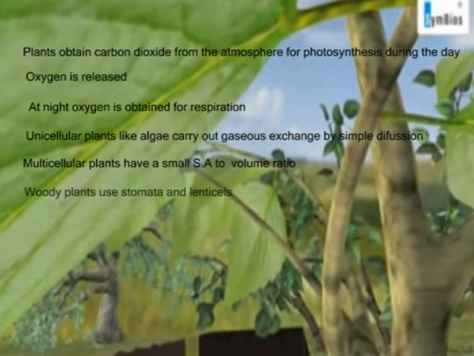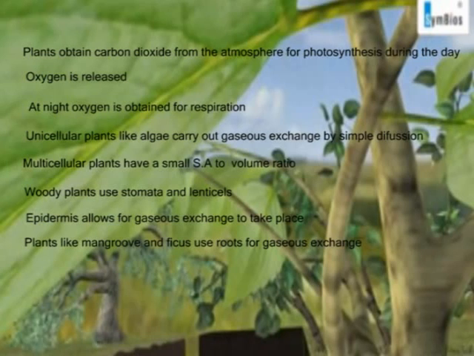Woody plants use stomata in the leaves and lenticels in the stem for gaseous exchange. The outermost layer of epidermis also allows for gaseous exchange to take place. In other plants like the mangroves and ficus, gaseous exchange occurs through the roots. Young stems of terrestrial plants may also carry out gaseous exchange.